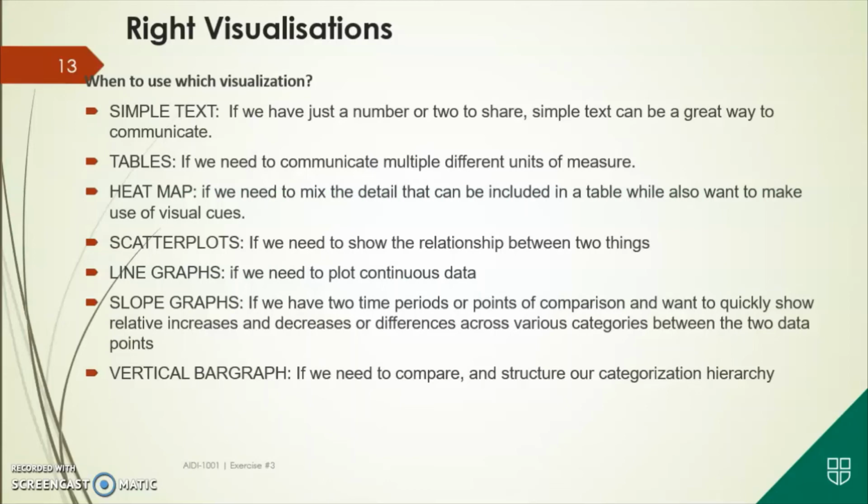Next thing which we can use is a slope graph. We can use this if we need two time periods or points of comparison and want to quickly show relative increases and decreases of differences across various categories between the two data points. Next is the vertical bar graph. It is used when we need to compare and structure our categorization hierarchy.